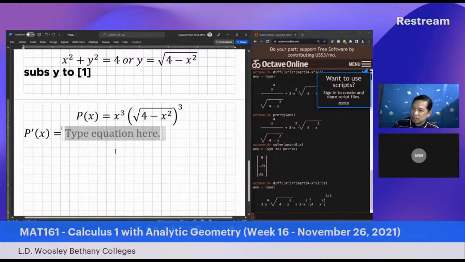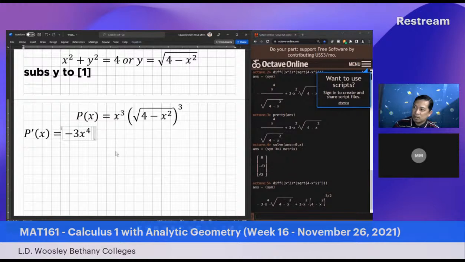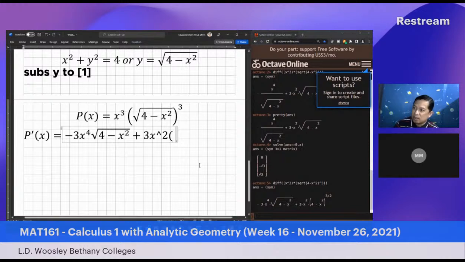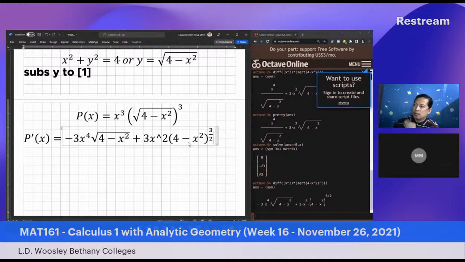Okay, let me see here. So minus 3x to the 4th, then square root of 4 minus x squared, plus 3x squared. Kasi parang in-apply niya lang yung product rule eh. Ay, pwede ko palang simplify ito. Anyway, sige. Never mind. 4 minus x squared raised to 3 halves. Yan yung pinakasagot niyan. Ngayon, i-equate natin to sa 0.